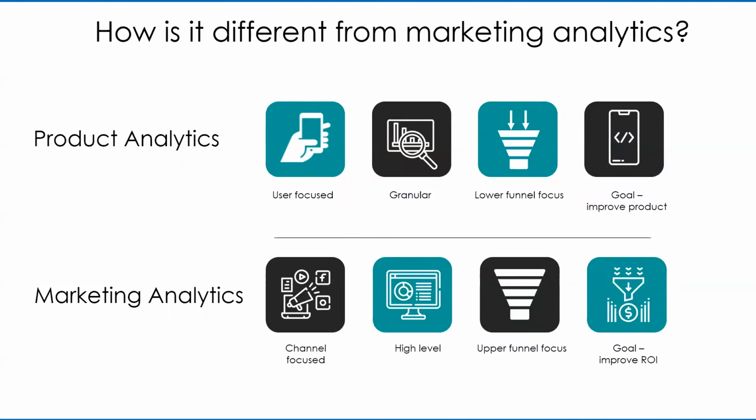Product analytics is a little more granular. So you're literally looking at every step a user is taking within your product, rather than marketing analytics, where you're kind of observing things from a higher level. Product analytics is focused on the lower part of the funnel, as we discussed previously, whereas marketing analytics is focused more on the upper part of the funnel. And the goal is to get more users into your app. And at the end of the day, with product analytics, you're hoping to improve your product to improve retention, conversion, get more referrals, while with marketing analytics, your goal is to improve your ROI from specific initiatives you might be carrying out.